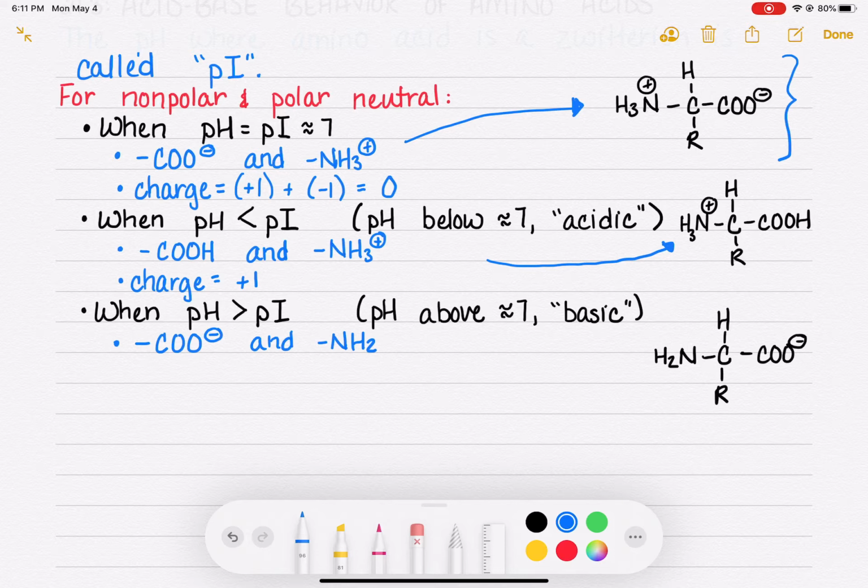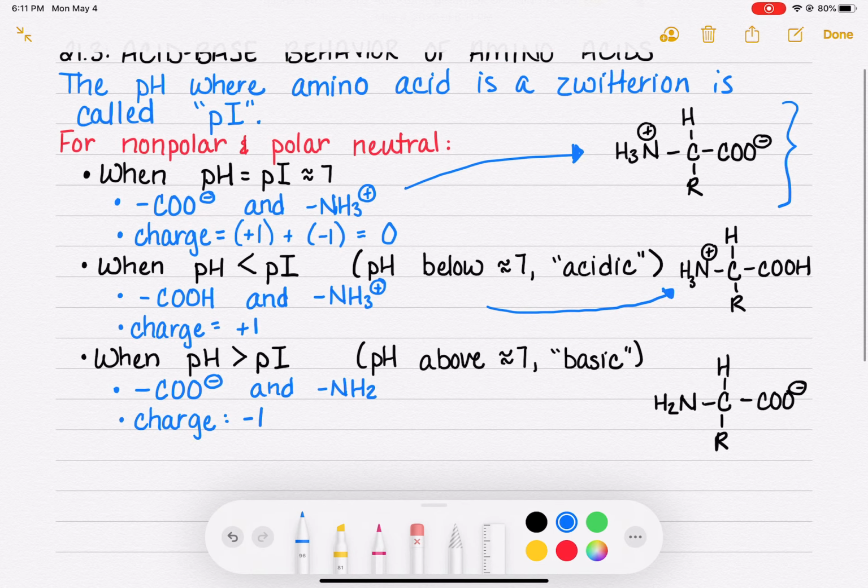And so what would the charge be on this type of amino acid? Well, here we only have a charge on the oxygen, and it's a negative charge, so this guy has a -1 charge. And so, as you can see, changing the pH of a solution only has an effect on the amino group and the acid group. And the way that they change depends on the pH of the environment that they're in.